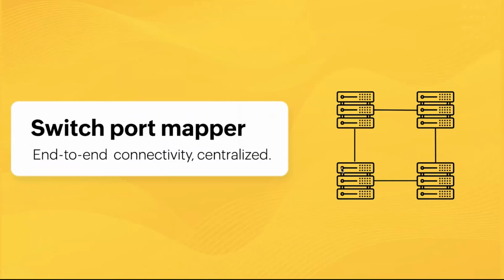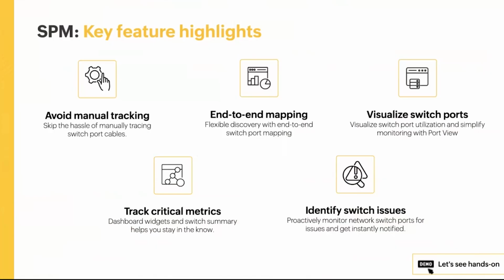Now, let's move on to the switchport mapper module of OpUtils. So IP management and switchport management really go hand in hand when it comes to managing your network address space. But can you imagine manually tracing network cables just to track and manage your switchports? Now, that might work in a very small setup, but in a large network with multiple devices connected to multiple switches, that becomes almost impossible. So this is where the switchport mapper in OpUtils makes life a little bit easier. With that, you don't need to trace cables at all. It automatically provides you with end-to-end mapping of your switch ports.